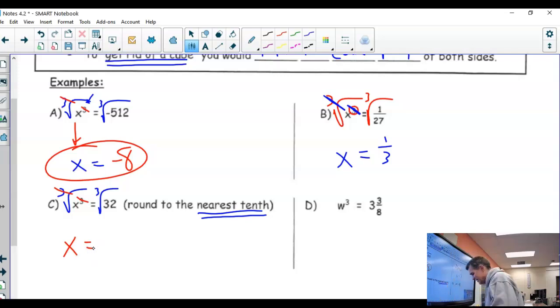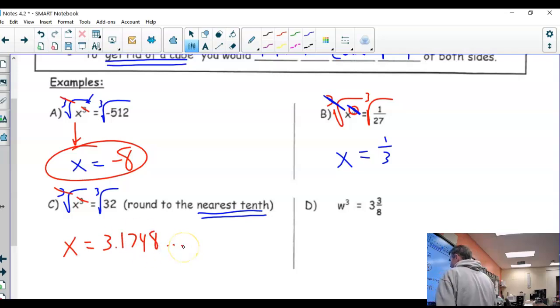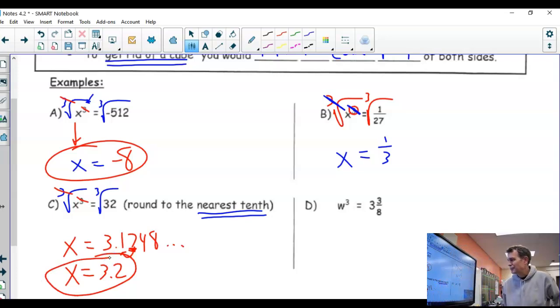And on my calculator, I need to take the cube root of 32. So I hit 3, I hit second, I hit that up arrow thing. I type in 32, and I get 3.1748 and some more. But since I am rounding to the nearest tenth, I look at the 7, and he tells me what to do with the 1, and he says, round up, baby. So x equals 3.2.